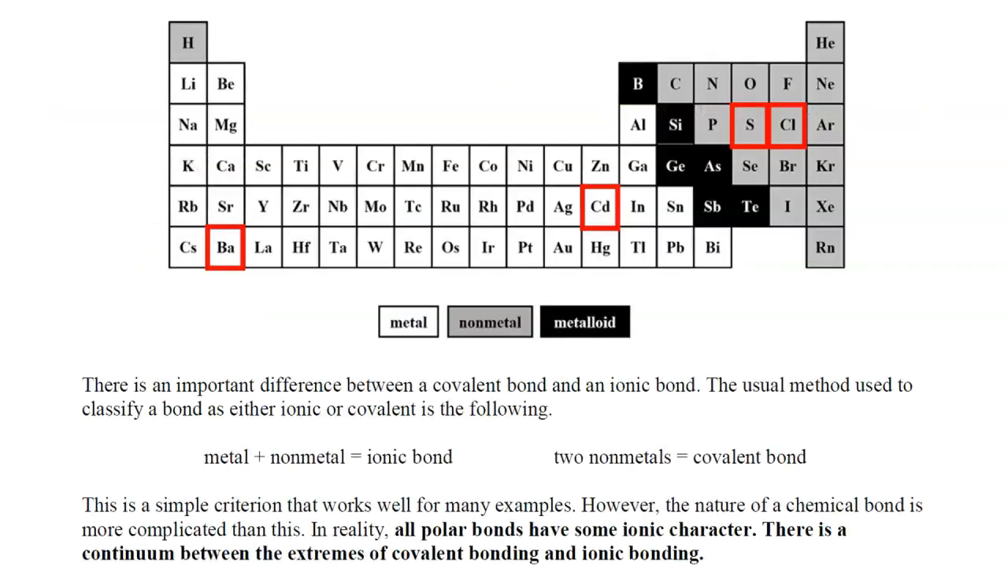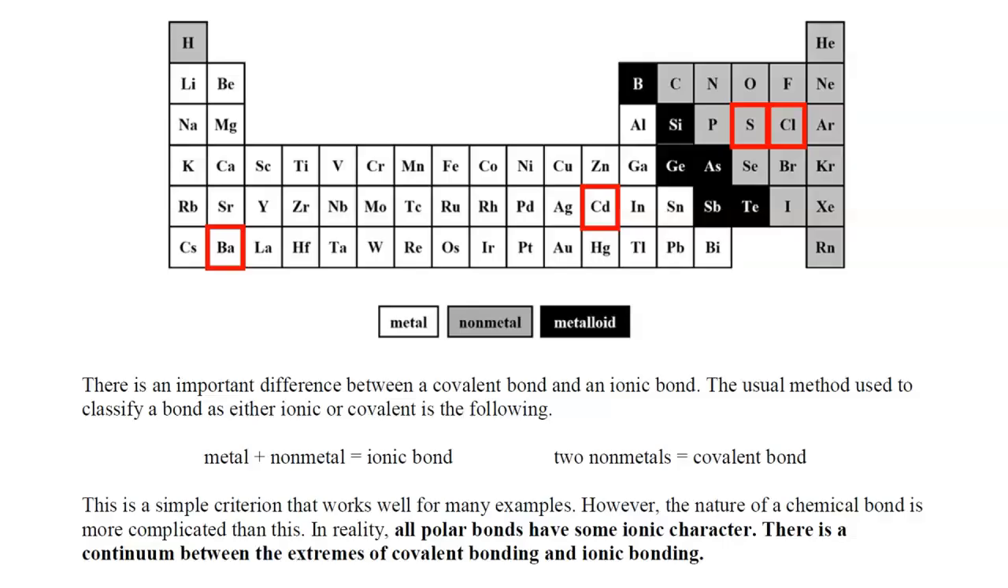As you can see on this slide, barium, Ba, and cadmium, Cd, are classified as metals on the periodic table, whereas sulfur, S, and chlorine, Cl, are classified as nonmetals. There is an important difference between a covalent bond and an ionic bond. The usual method used to classify a bond as either ionic or covalent is the following. When we see a metal and a nonmetal, that is generally classified as an ionic bond. And when we see two nonmetals, that is generally classified as a covalent bond.